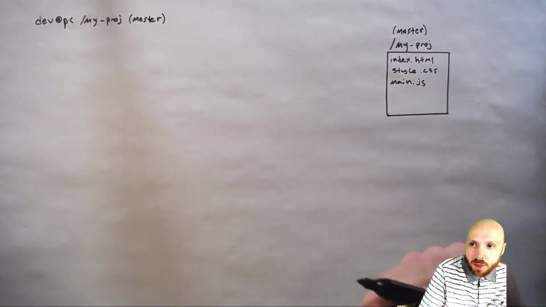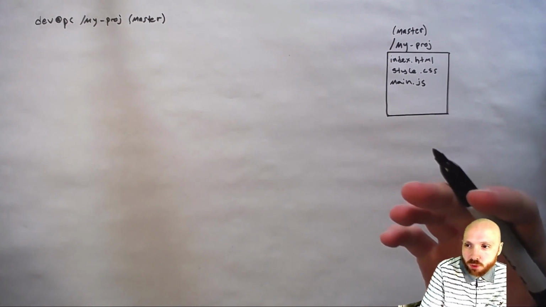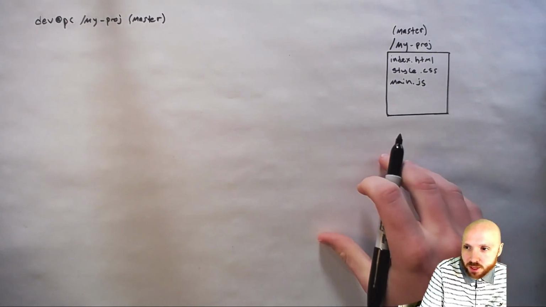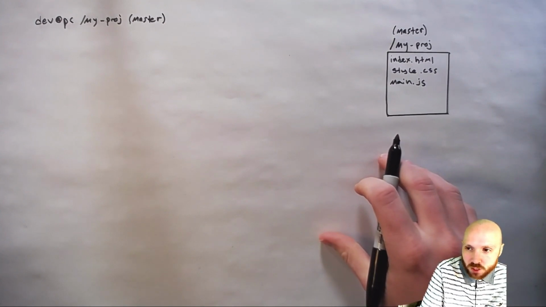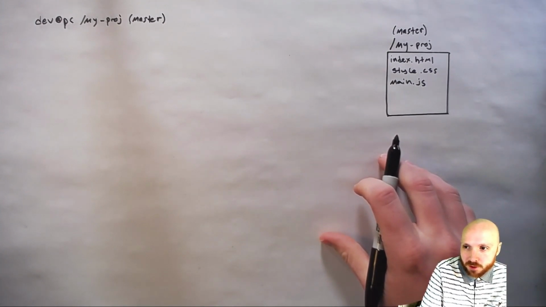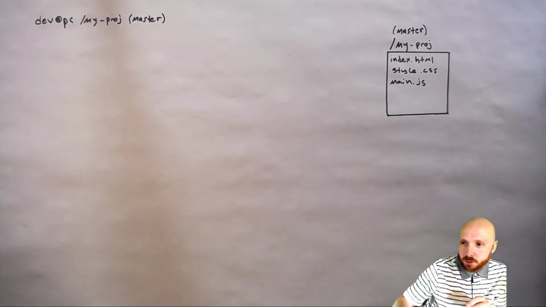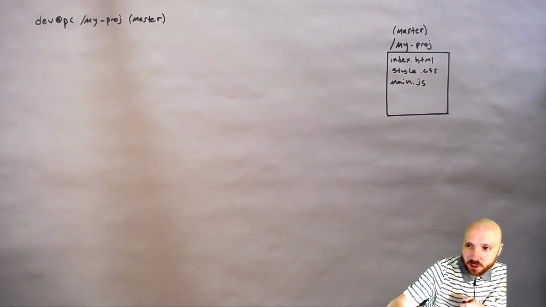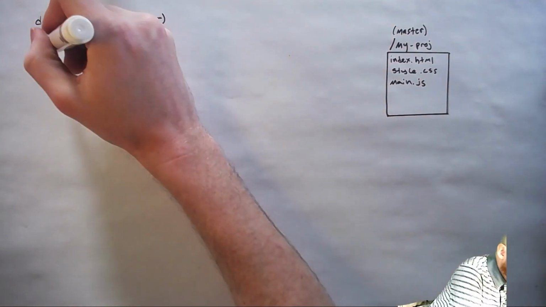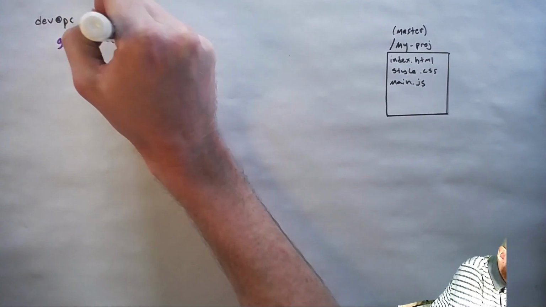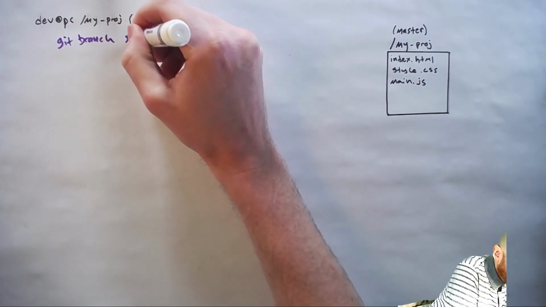So the command to create a new branch is git branch with the name of the branch that you are attempting to create. So I'm going to create a branch called styling. I'll do this in a different color. My terminal prompt color is going to be purple. So git branch styling.